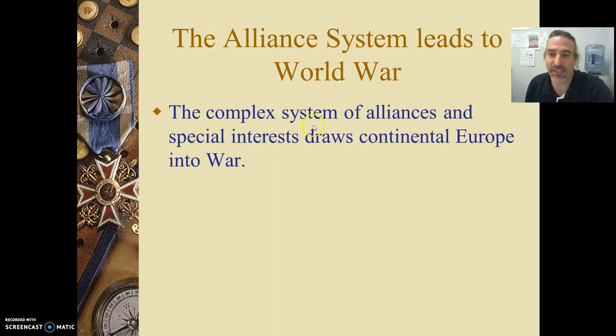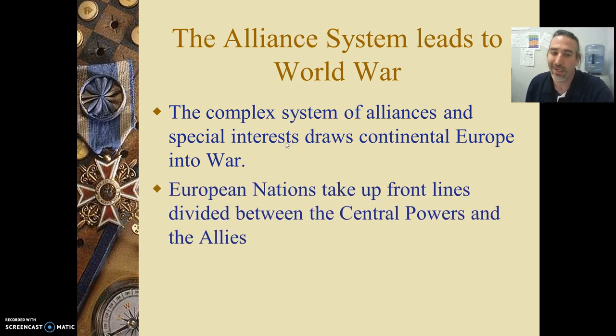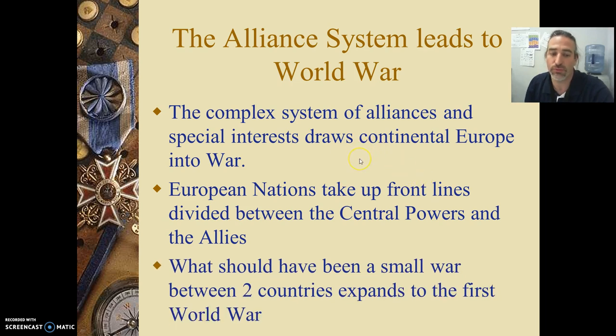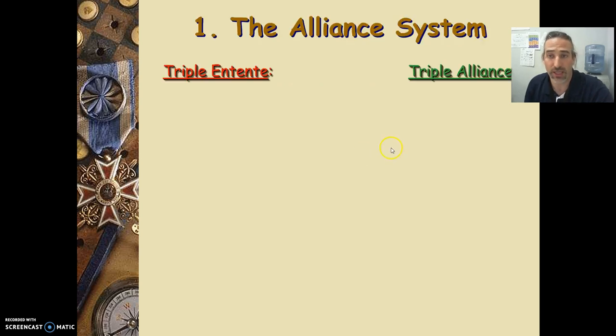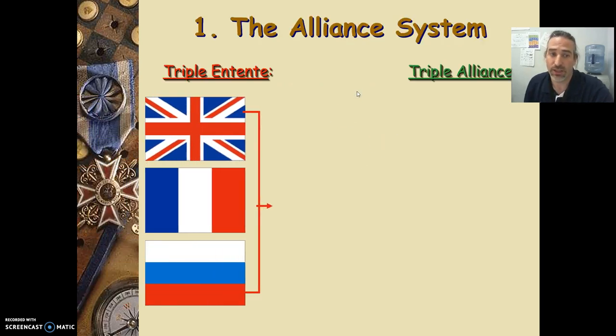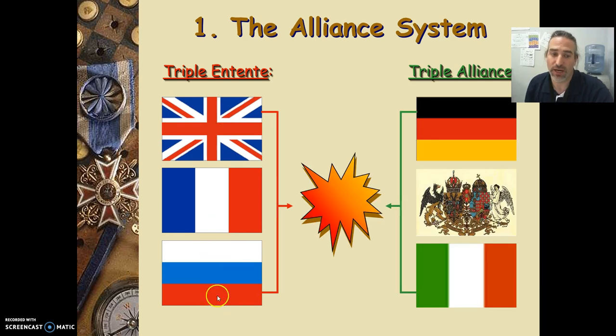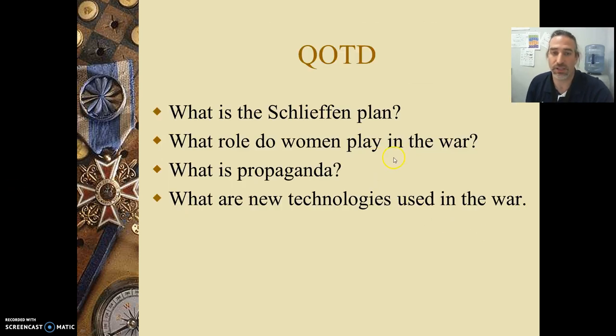This complex system of alliances and special interests draws all of continental Europe into the war. European nations take up the front lines divided between those Central Powers and the Allies, that line along Russia, that line in France. And what should have been a small war between Austria-Hungary and Serbia turns into the First World War where everybody in the world fights. Again, the alliance system, the two sides, Great Britain, France, Russia, versus Germany, Austria-Hungary, Italy. Italy changes sides. The Ottoman Empire comes in there.